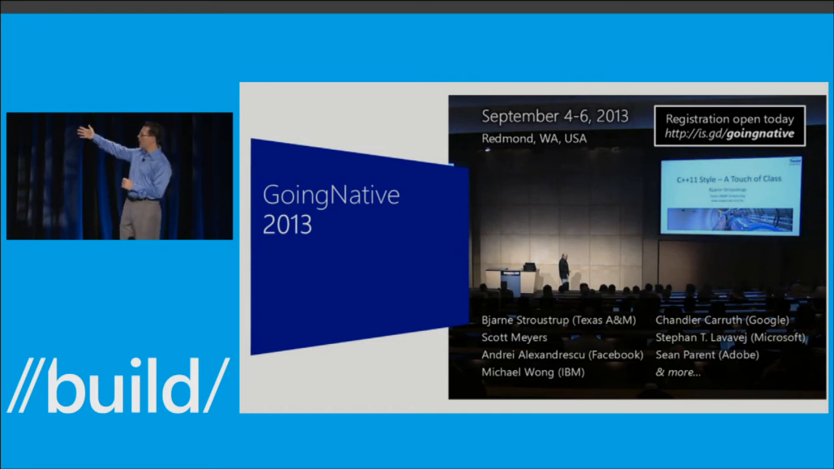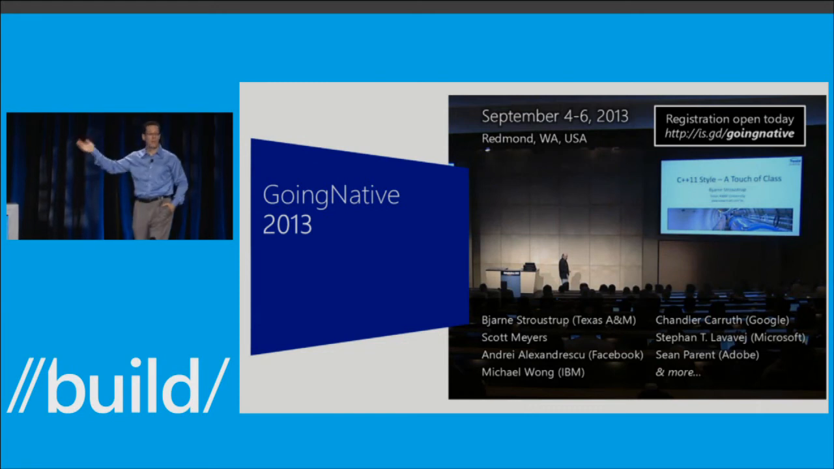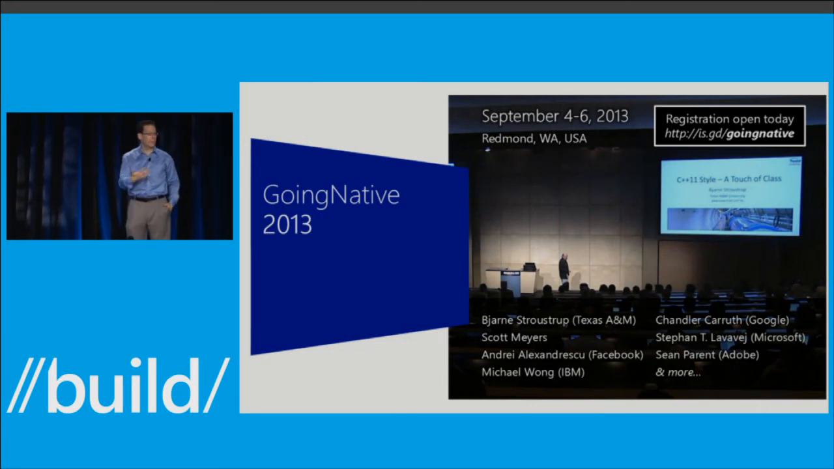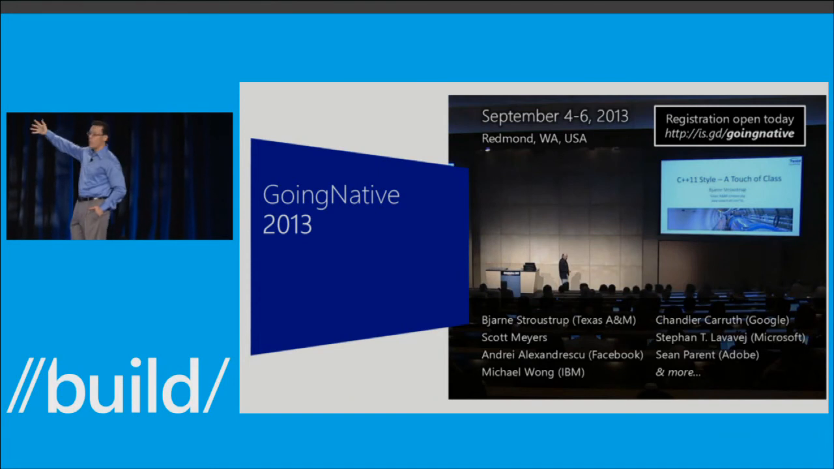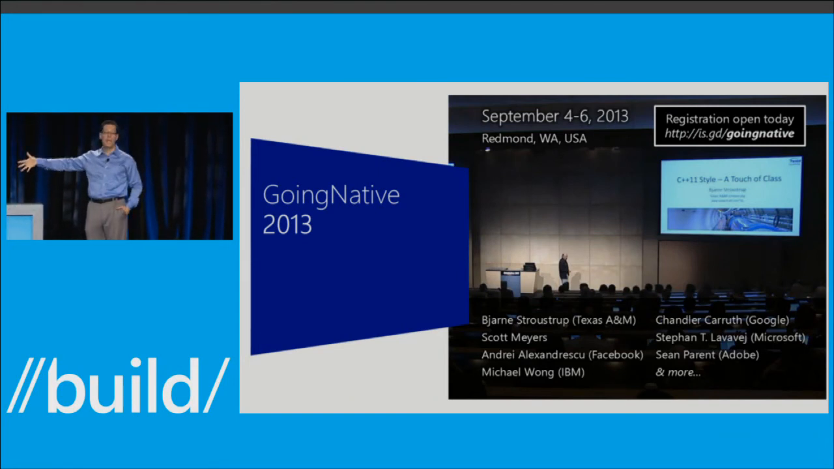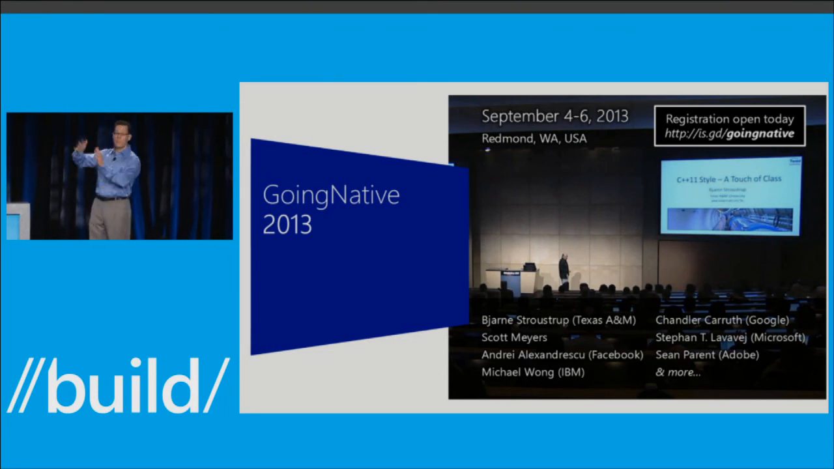Bjarne is once again headlining the conference with the opening keynote. Like last year, we have returning Andrei Alexandrescu of Facebook, and Chandler Carruth of Google, who's a lead developer of the Clang compiler and will no doubt give us great new Clang news that we're very excited about. We're excited about that compiler also. Stephan T. Lavavej at Microsoft, and some speakers that we didn't have last year, including Scott Meyers, who will give a talk about C++11 and C++14. Sean Parent of Adobe, a longtime standards participant. Michael Wong of IBM, who casts Canada's vote in the standards process, and more. And we've expanded it to 3 days.